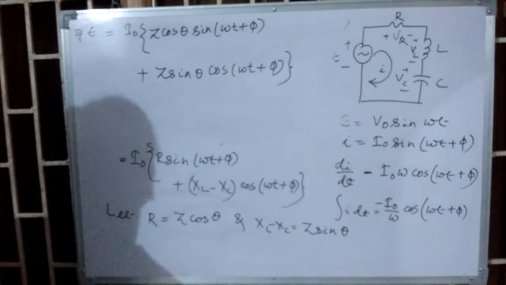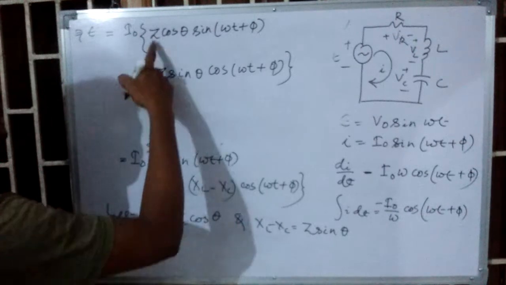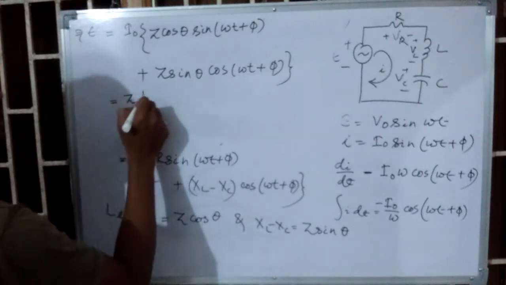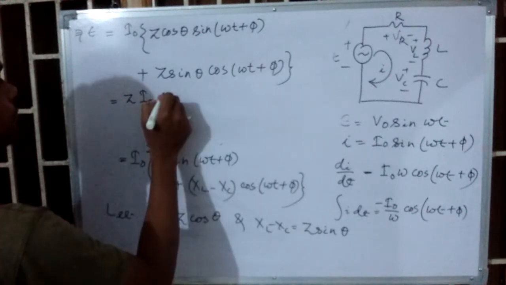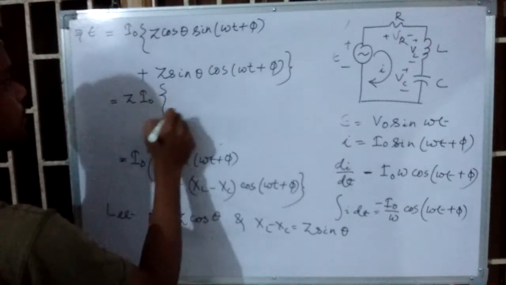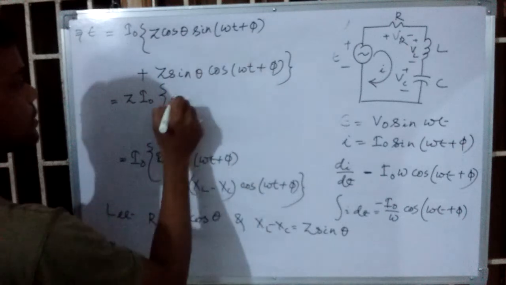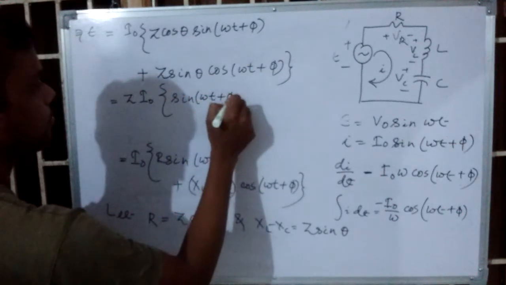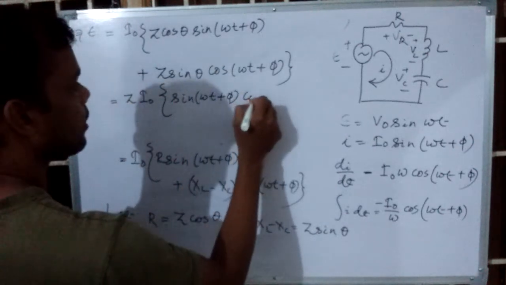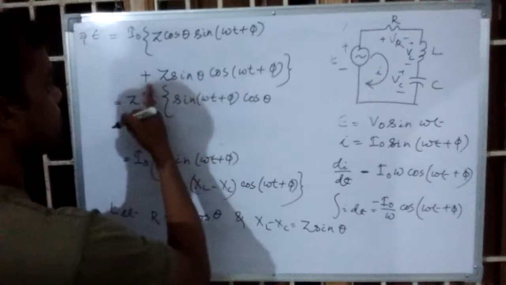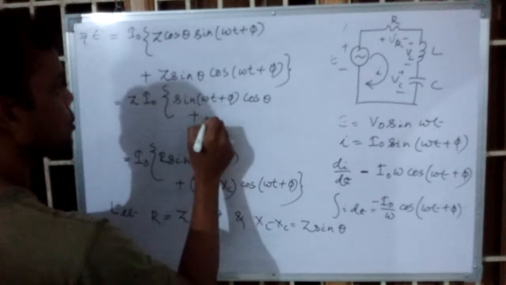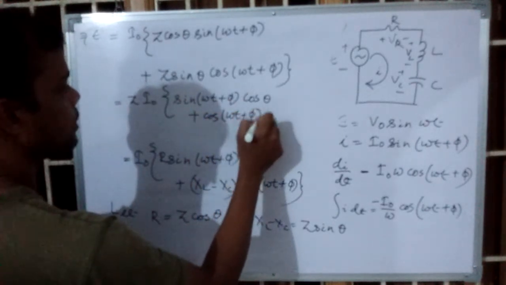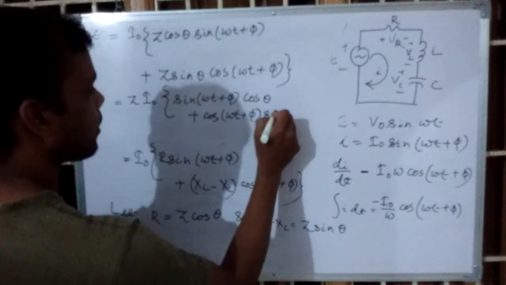Okay, now look, I can again take z outside the bracket. So it will be z I naught inside the bracket sin omega t plus phi into cos theta plus cos omega t plus phi into sin theta.